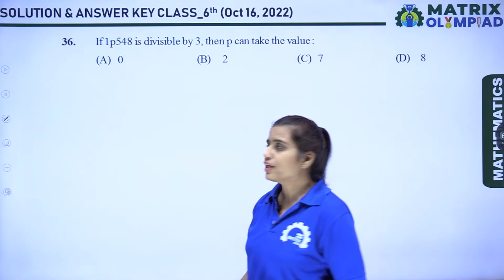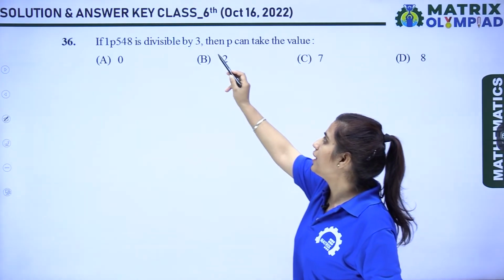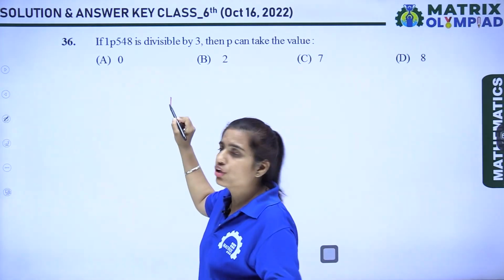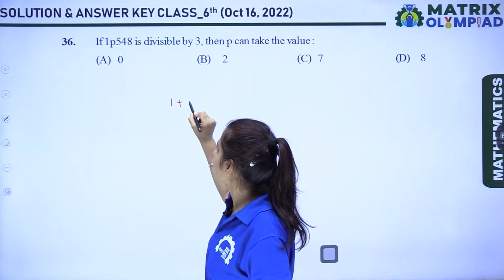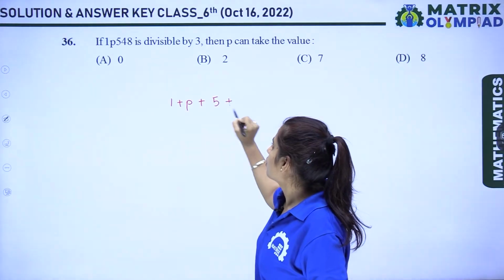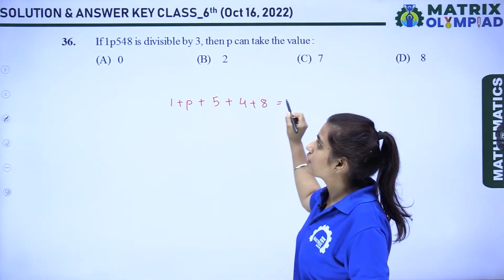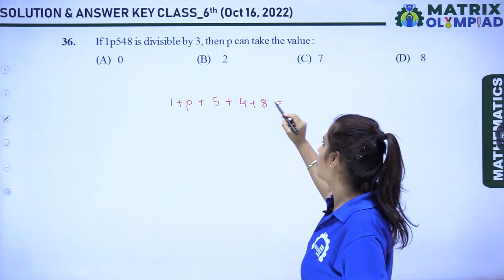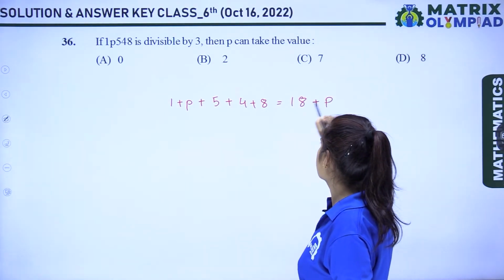Now the next question is, if 1P548 is divisible by 3, then P can take the value. Now we have to recall the divisibility rule of 3 here. So the divisibility rule of 3 says that the sum of the digits is a multiple of 3. So here 1 plus P plus 5 plus 4 plus 8 is equal to 18 plus P.